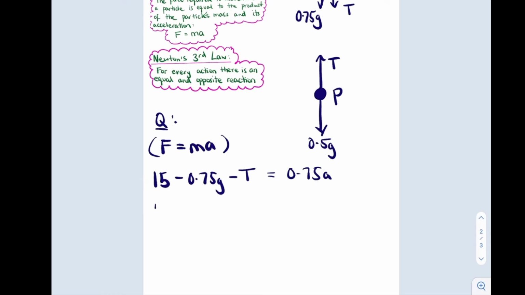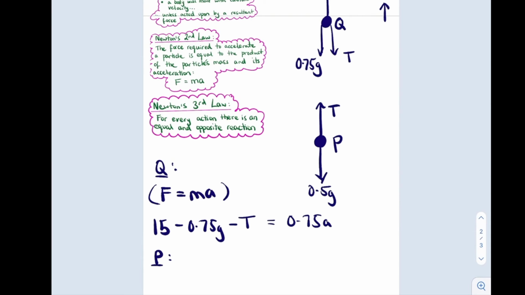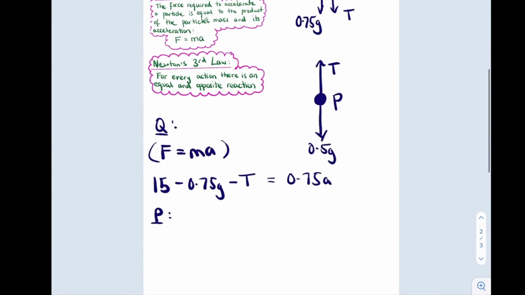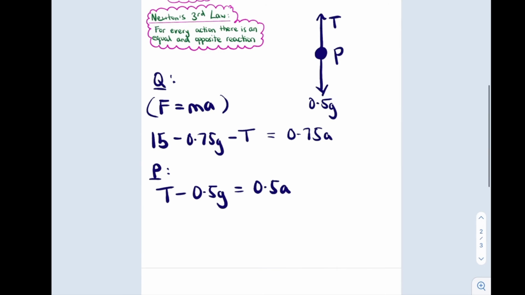And then for particle P, also F equals ma, but this time the positive force is just T, and then your downward force is 0.5 g, so that's weight. So your resultant force is T minus 0.5 g, and that's going to be equal to its mass times acceleration, which is 0.5 a. Okay, so you can see here we've got simultaneous equations, 1 and 2.